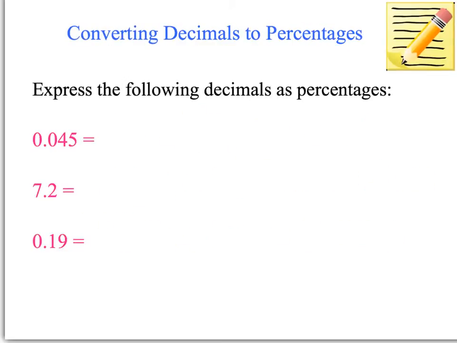Okay, so when we're converting decimals to percentages, remembering we are multiplying by 100, so we are moving the decimal place right two places because there are two zeros in 100. So 0.045 times 100 equals, moving it right, 1, 2, so my decimal place has moved there. So it's 4.5%.